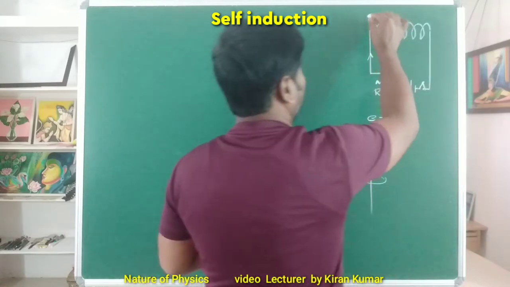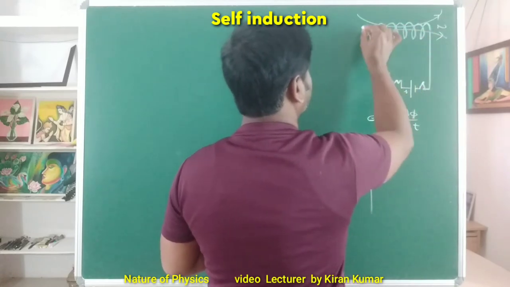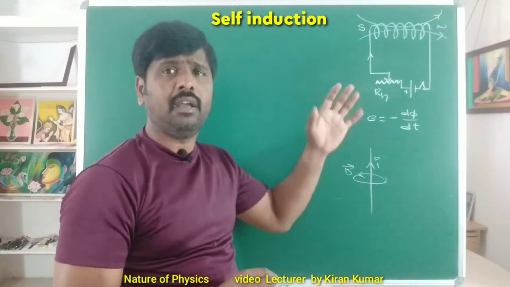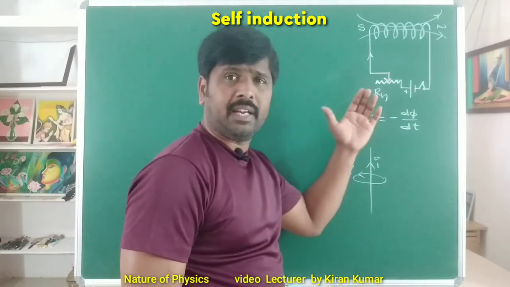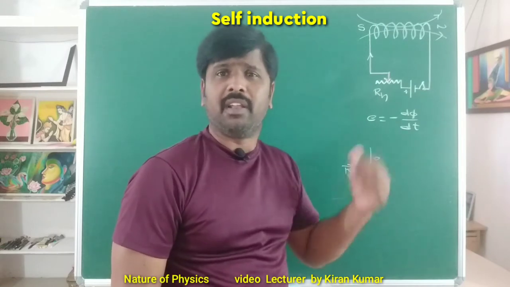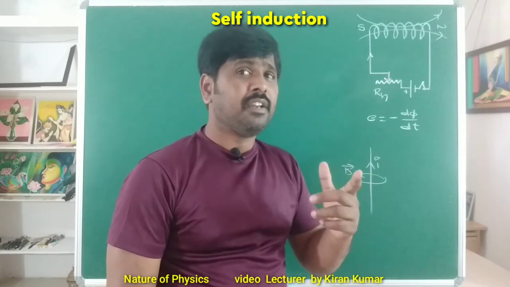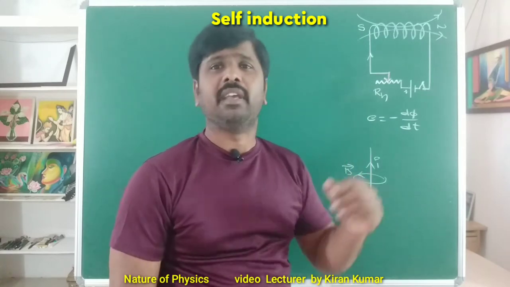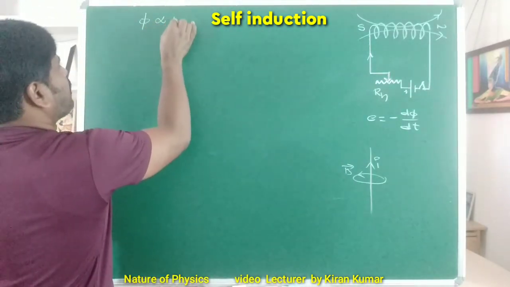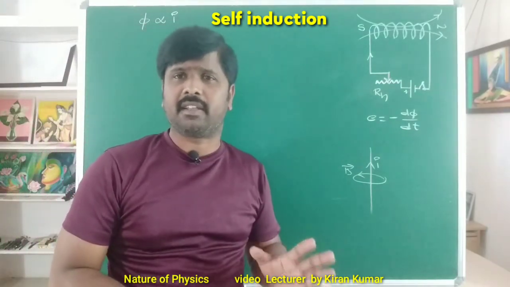Like this, here also the magnetic lines are produced like this. So this side acts as a north and this side acts as a south, like a bar magnet acting as a coil. Due to the change in magnetic field from the change in current, an EMF is induced in the coil. The induced EMF means there is an induced current, which is directly proportional to the change in magnetic flux. Magnetic flux is directly proportional to the current. When magnetic flux increases, induced current increases.